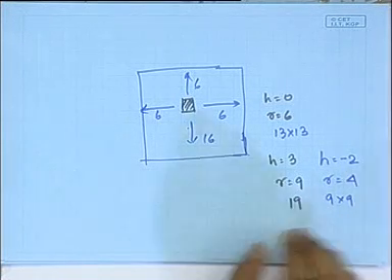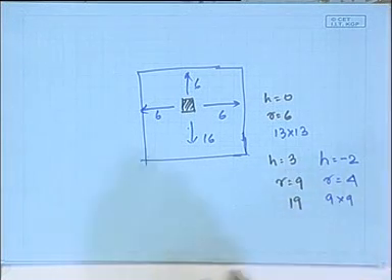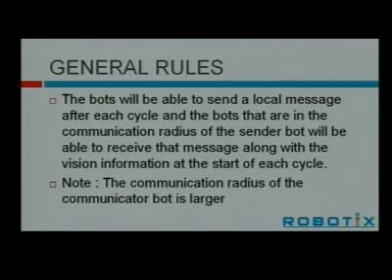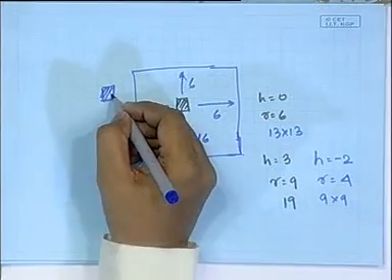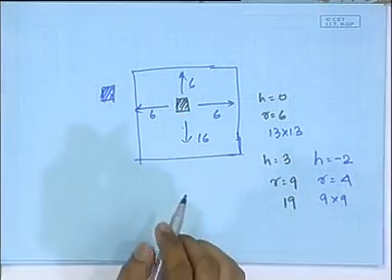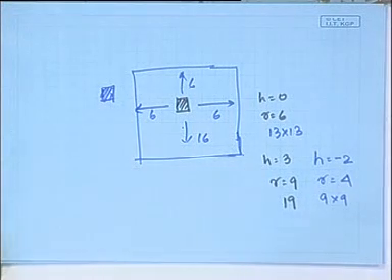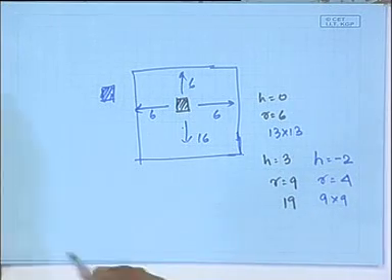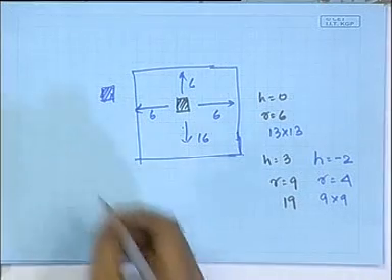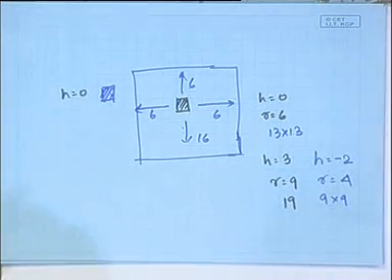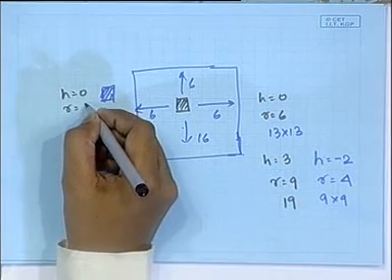Now, all the bots will be able to send a local message at the end of each cycle. So, let us say you have a bot over here and a bot over here, and they both see as much as they are able to. After each cycle, they will be able to send a message to all the bots that are within their communication radius, and this is where the communicator robots come in. Communicator robots have a lower vision radius, but a higher communication radius. So, if this is a communicator robot, even at height h equal to 0, it will have a vision radius of, let us say, only 4.